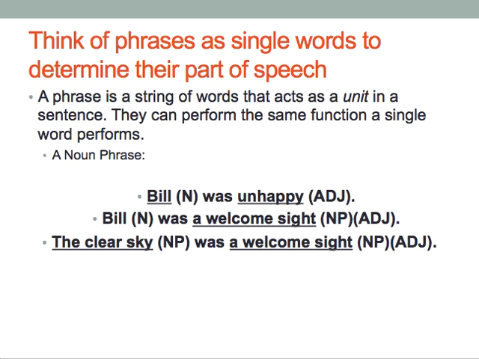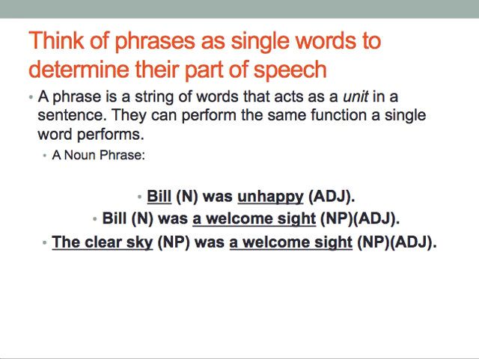It's not too much of a stretch to take a simple sentence like that and replace the single words with phrases, but everything will still have the same function. So let's replace the last word, unhappy, the adjective, with a noun phrase that's slightly more complex, but will have the same function of an adjective in the sentence. Bill (noun) was a welcome sight. Still, the phrase a welcome sight modifies Bill and describes what Bill, the noun, is.